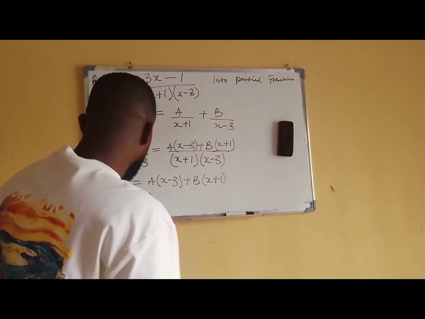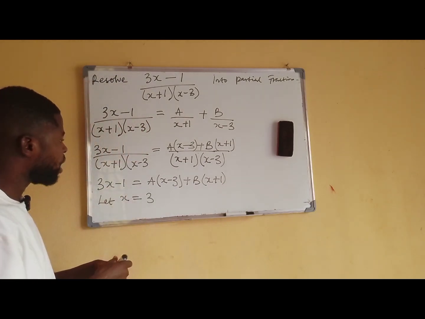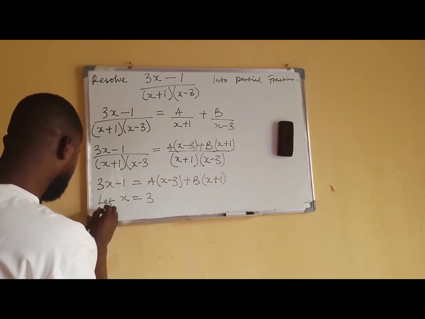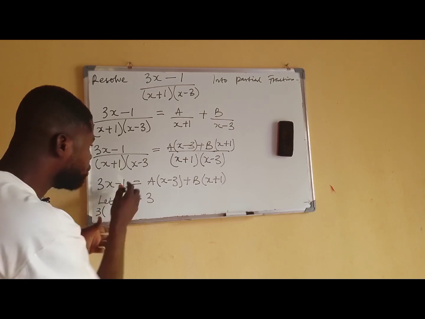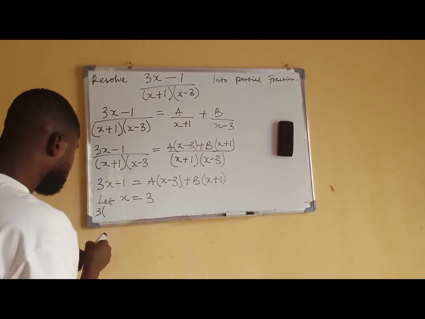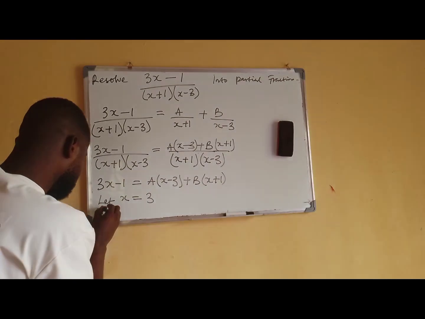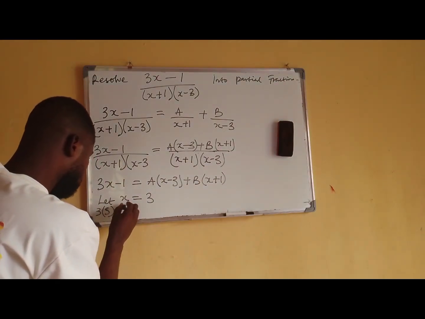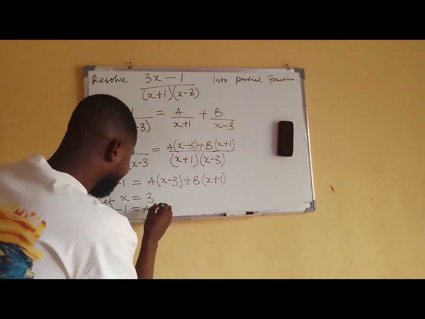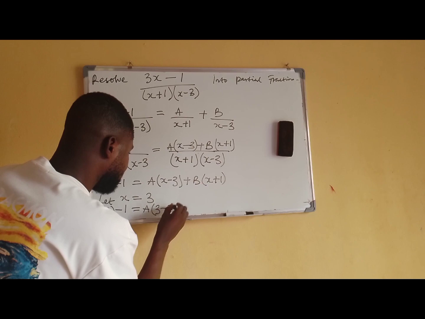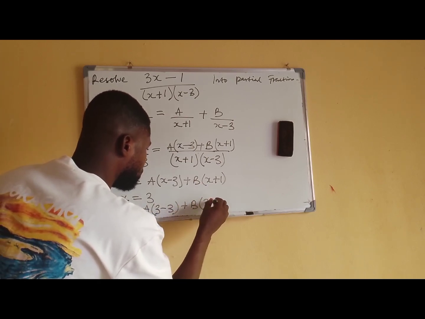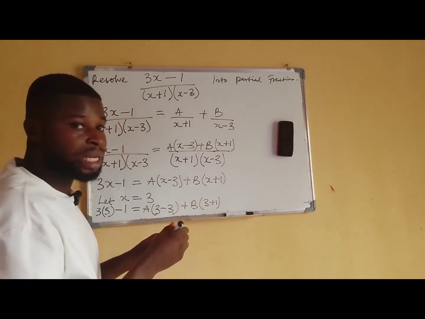Now, if x is equal to 10, we have that 10 multiplied by, anywhere you see x in the problem now, you substitute 10. You say 10 multiplied by x, that is 10 multiplied by 10 minus 1. This is equal to a open bracket 10 minus 10 plus b open bracket 10 plus 1. Are you getting what I'm doing?